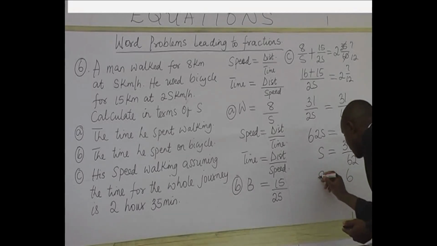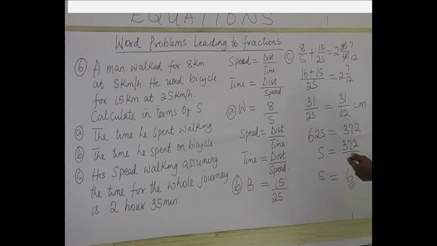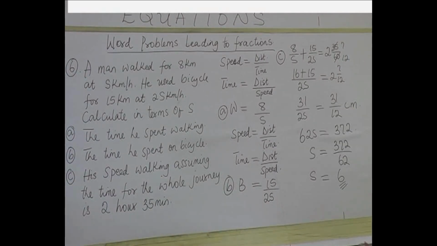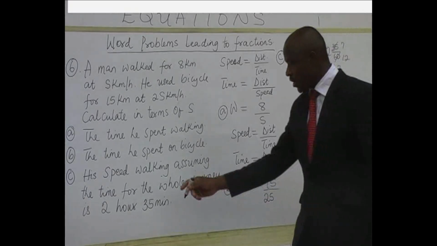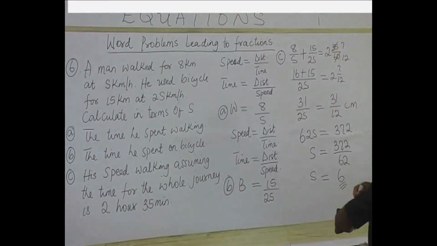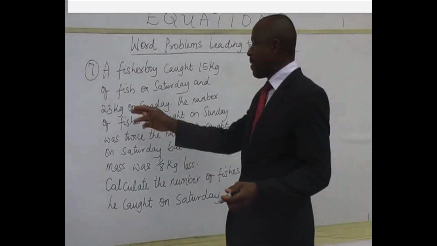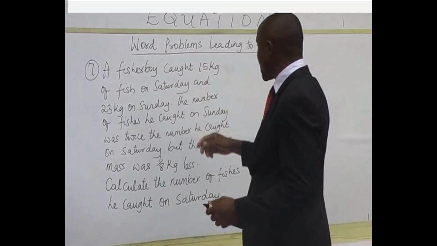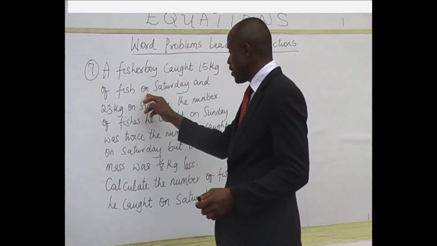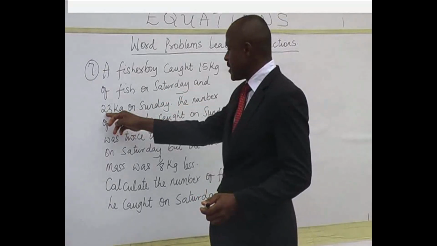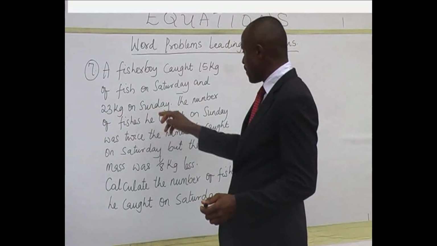That means the value of s, which is his speed walking, just as question number C asks for. His speed walking is 6 kilometers per hour. Question number 7 says, a fisherman caught 15 kilograms of fish on Saturday and 23 kilograms on Sunday.